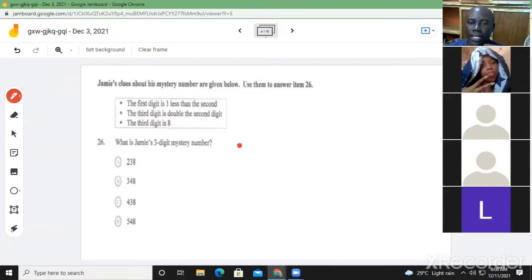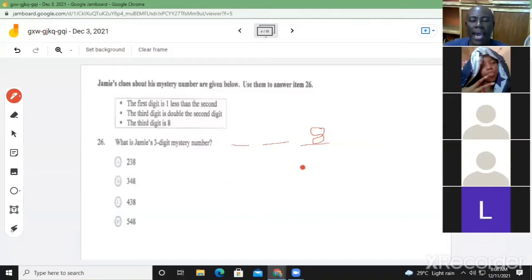All right. So let us open some spots. First digit, second digit, third digit. So we're going to put some numbers here. So the first digit is 1 less. All right, no problem. The third digit is double the second. All right. The third digit is 8. So we're going to have to start off with what we get. Everybody agree? The third digit is 8. Everybody agree to put 8 there?